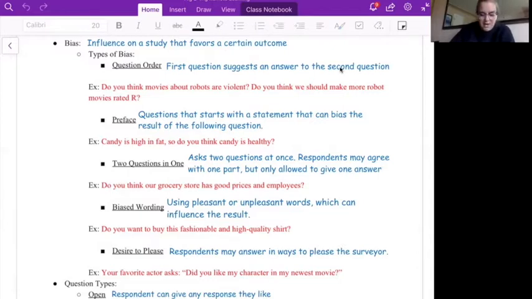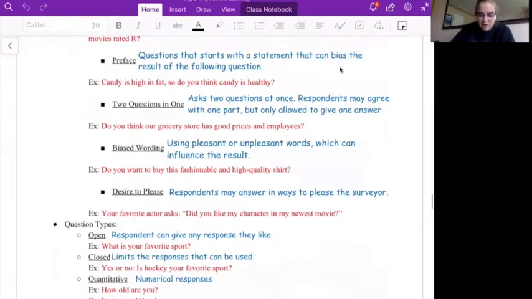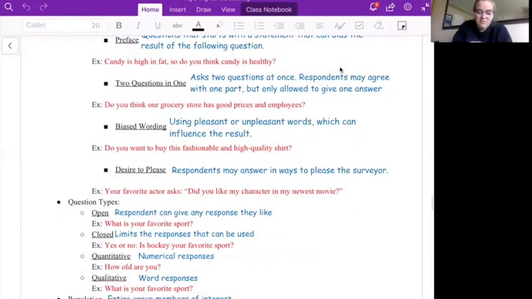Then there's also biased wording. This is using pleasant or unpleasant words, which can influence the result. So, do you want to buy this fashionable, high quality shirt? If the respondent thinks, yeah, that is a fashionable high quality shirt, sure. Or if it's actually not, but you still use those pleasant words, then they're most likely going to be biased with their answer.